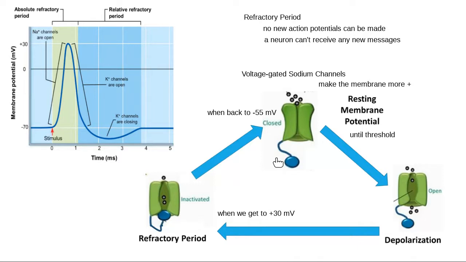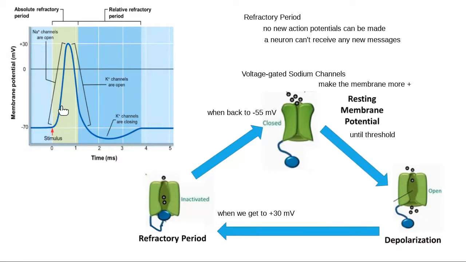Let me read Nicole's question. Yeah, so the question, if I am interpreting it correctly, is basically when does the relative refractory period begin? The relative refractory period begins at -55 when I'm on my way back down. So the absolute refractory period starts the moment that I open up my voltage-gated sodium channels.